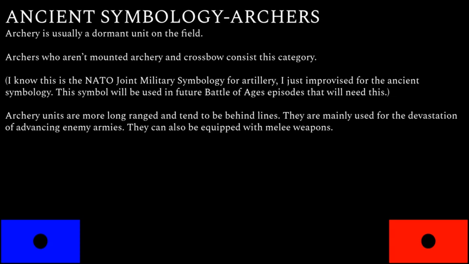Archers. Archery is usually a dormant unit on the field. Archers who aren't mounted archery and crossbow archery consist of this category. I know this is a NATO joint military symbology for artillery. I just improvised this for the ancient symbology. This symbol would be used in the future Battle of Ages episodes that will need this. Archer units are much more long-ranged and tend to be behind lines. They're mainly used for devastation of advancing enemy armies. They can also be equipped with melee weapons. I'll be using a symbol down here.